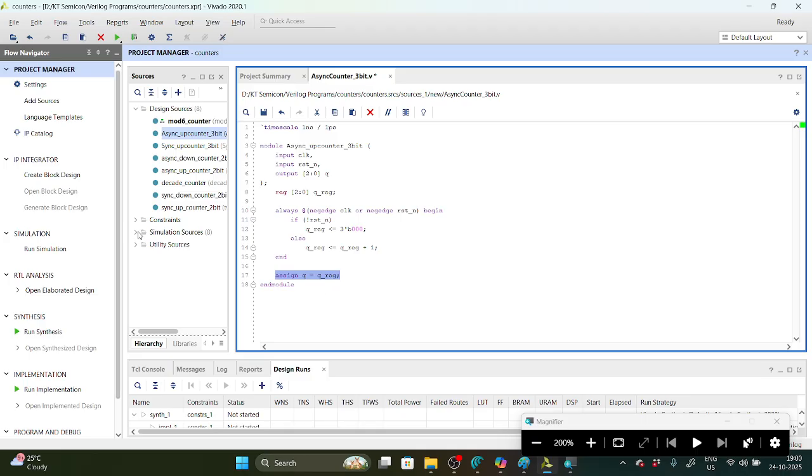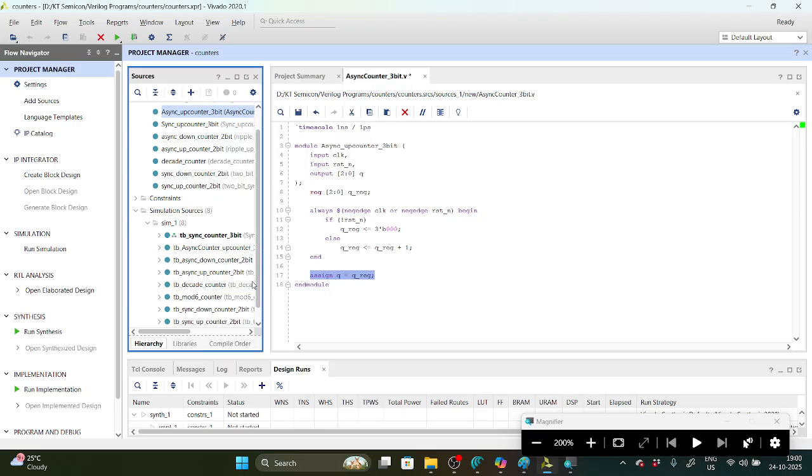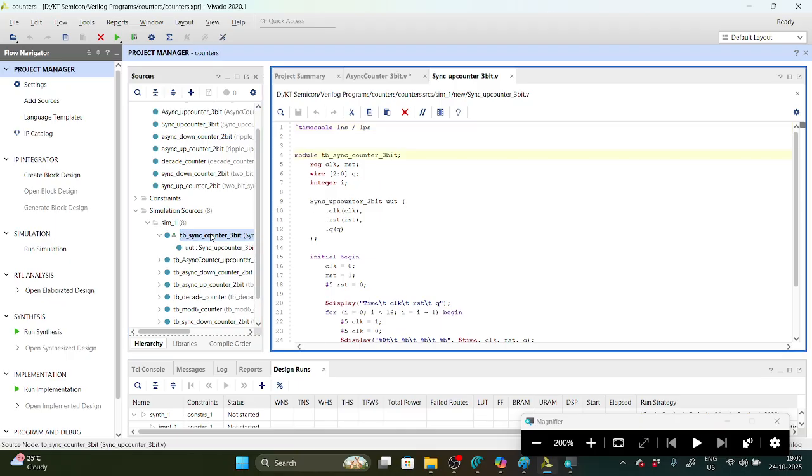Coming to the test bench, asynchronous, this is 3-bit. Whatever the inputs are, I need to initialize with reg data type.